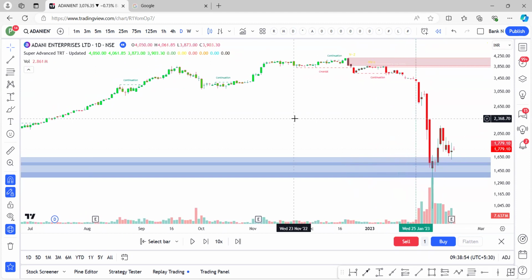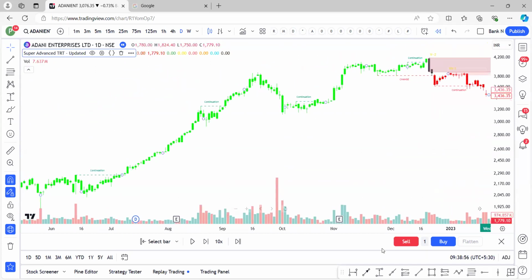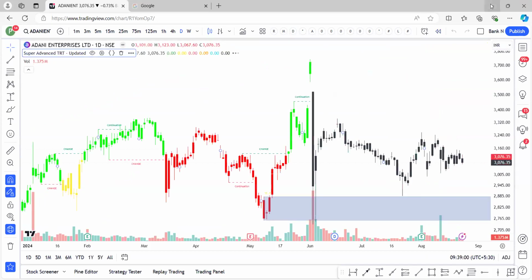So there are many things which we'll discuss, but this is how we are going to discuss about the tool. Now I will explain some orders, how to place orders.